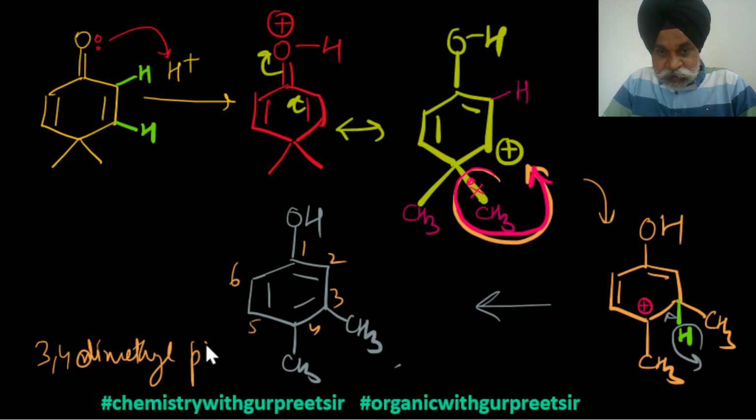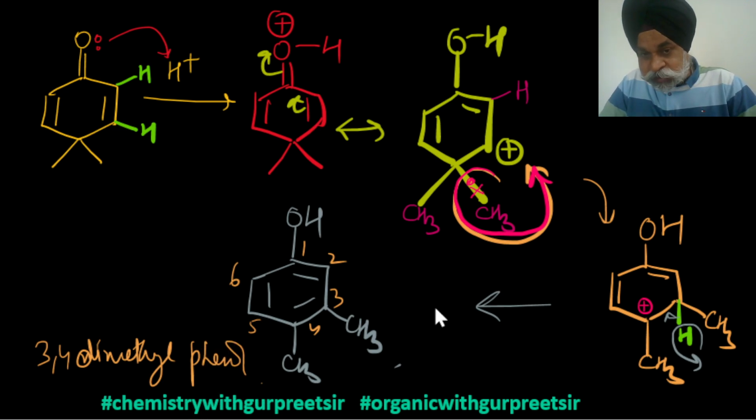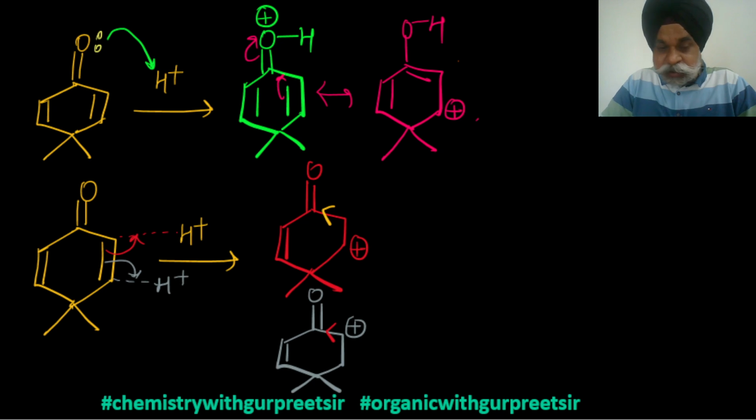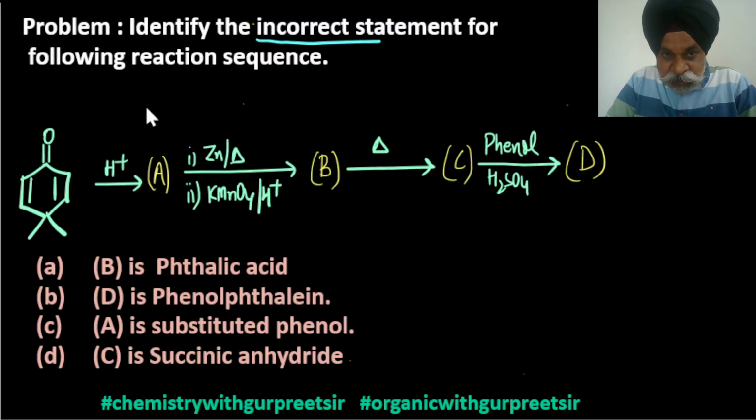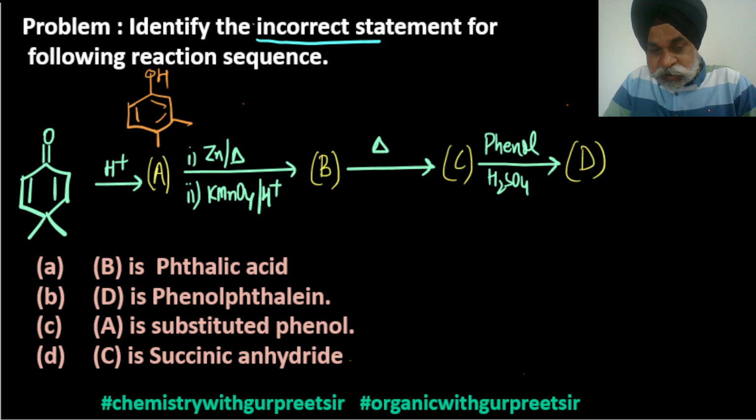Okay, so this is one way of the thought process. I don't know how many of you have understood it or not, but the point here is that first, in this case, we have generated a phenolic group here. So a phenolic group is generated along with the two methyl groups as substitution. So in a way, it's an interesting one.